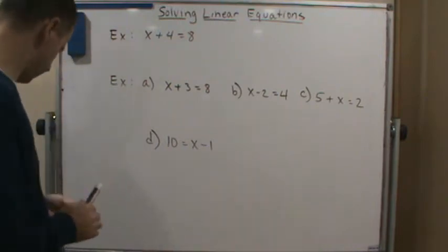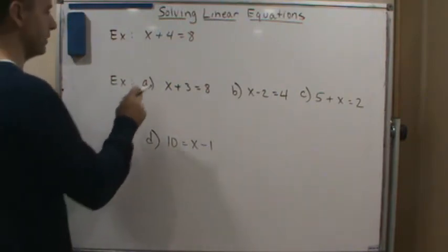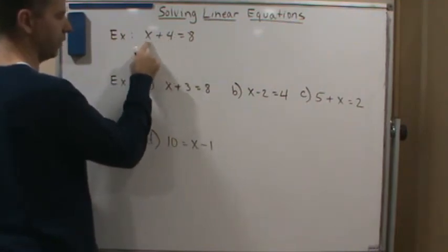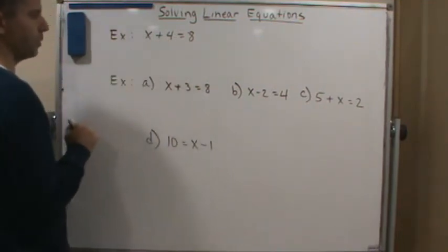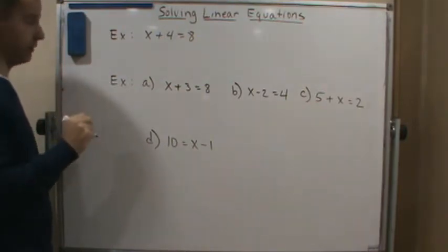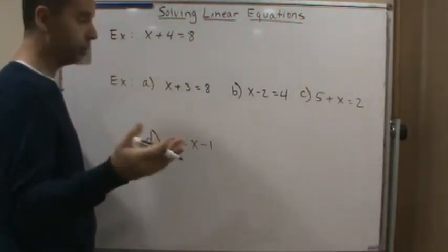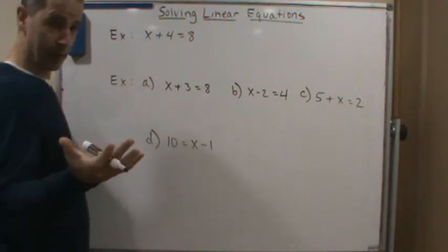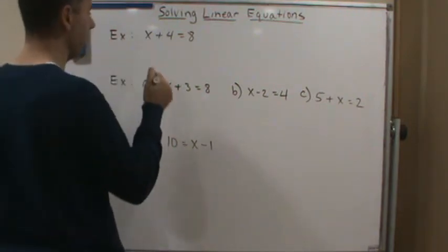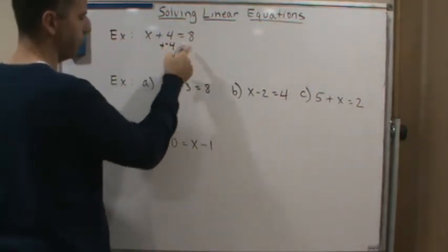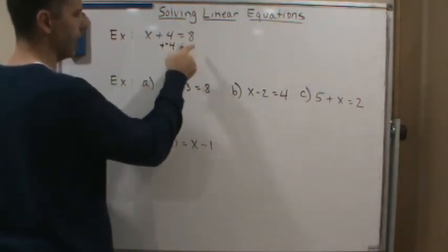So let's do that. So the first thing is, again, there's the variable. Here's the constant that's associated with the variable by addition. So what we're going to do is add the opposite of that number to both sides. Again, using the addition axiom, or the principle of equality here. So we're going to add -4 to both sides, right? Whatever you do to one side, you have to do to the other side.